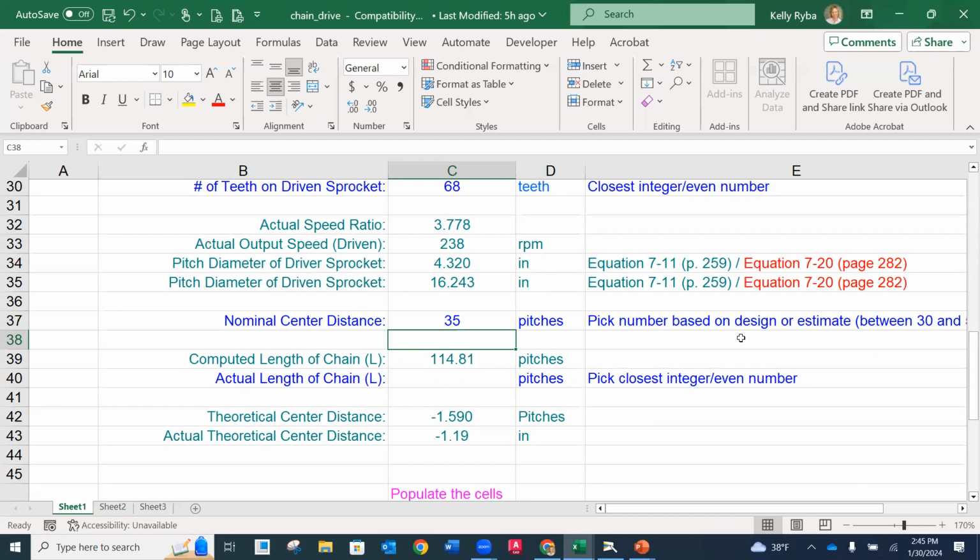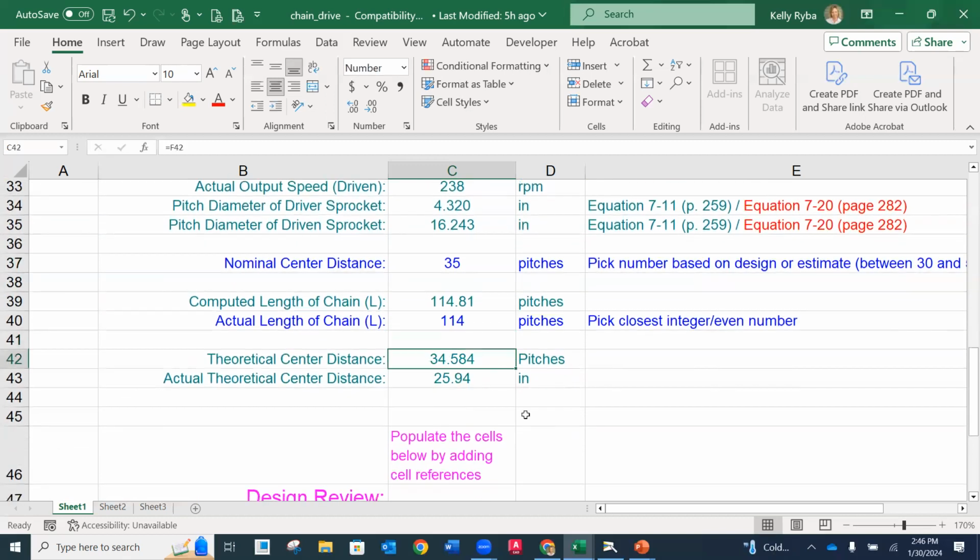So this is the number of pitches I would count. And the number of pitches they have here is 114.8. So as we know, we can't have 0.8 of a pitch. So we're going to put this to the nearest integer number. And it says here, it's suggested that you use an even number. So we'll just do 114.